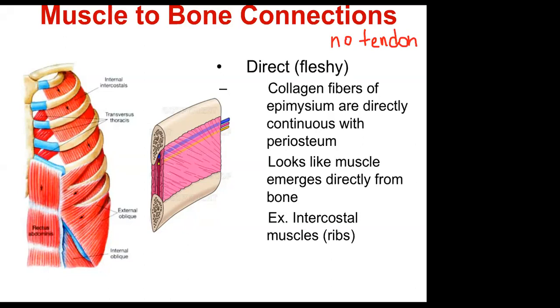The best example we see of this in our body, so there are two pictures here in our PowerPoint slide, are the intercostal muscles, which are the muscles that are between our ribs. As you can see, there's not really a tendon between the rib bones, just muscle, providing that direct connection rather than having a tendon in between.